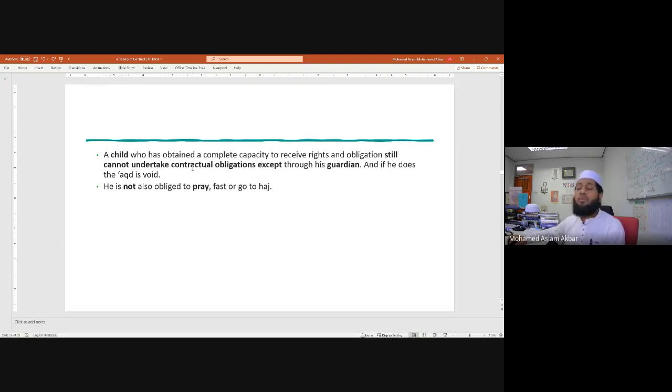It doesn't mean that he can actually undertake the contractual obligation. For example, he is a very small child, 1 year old, then he is slowly growing, 2 years, 3 years, suddenly becoming 5 years, 6 years, 7 years. So the child is becoming, for example, Sabi al-Mumayyiz, a distinguished child. Maybe the child is able to see what is right, what is wrong, able to understand what is money, what is not. Still, the baby cannot do the contractual obligations except through his guardian, right?